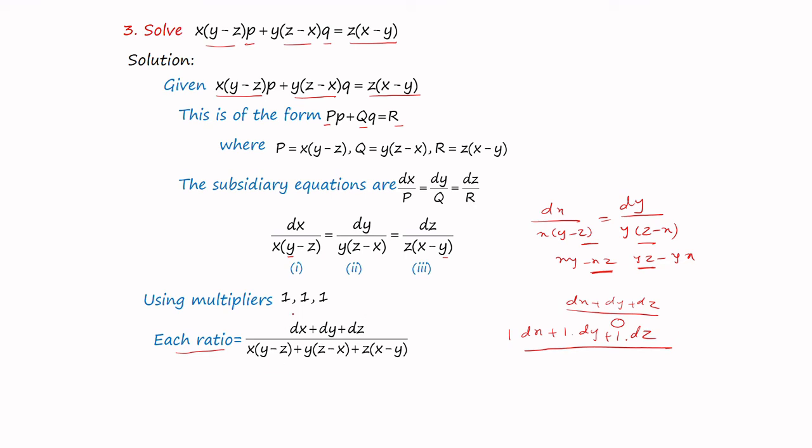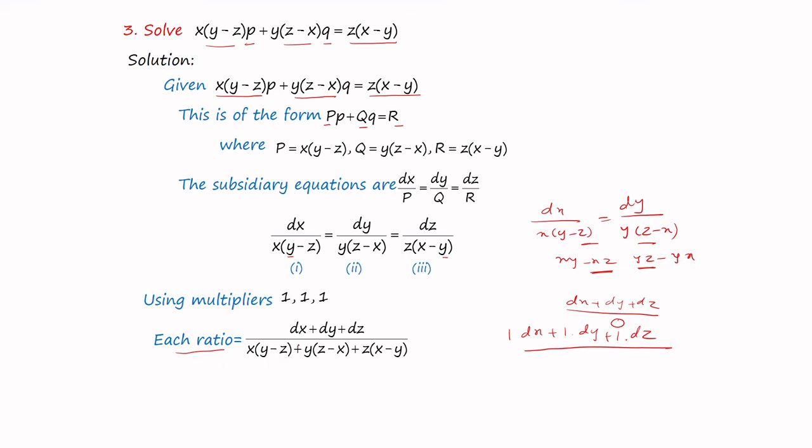If after using this multiplier your denominator has not become 0, then you try another way: either use minus 1 or minus 2 like that, or it may be even variables, x, y, z, also you can use for multipliers. The only thing is your denominator should be 0 after using multipliers. When you add all the terms, your denominator should be 0. According to that you have to use the multipliers, and then you have to write each ratio is equal to.